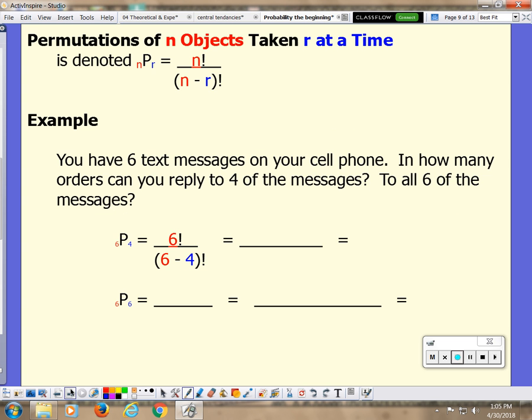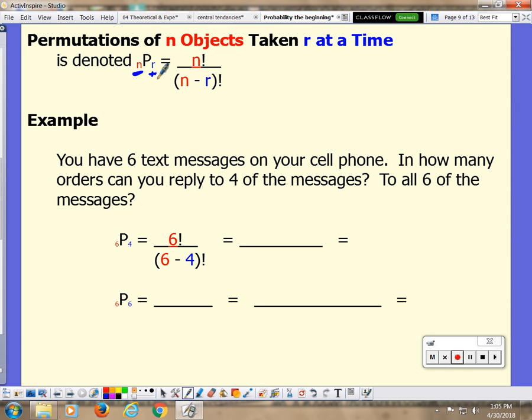All right. Now, here's the formula for the day. This is a permutation of n objects taken r at a time. That is denoted by nPr, where n is your number and r is your rate. So the bigger number is here, the smaller number is here, and this is the formula.